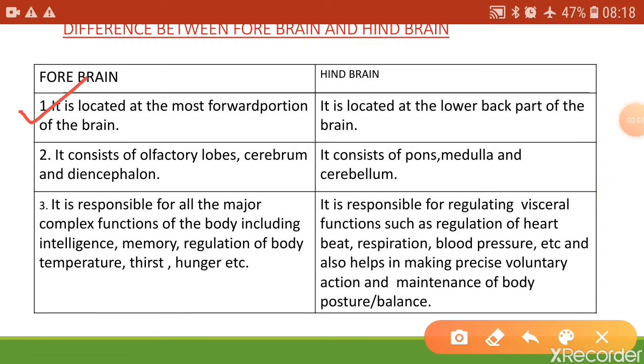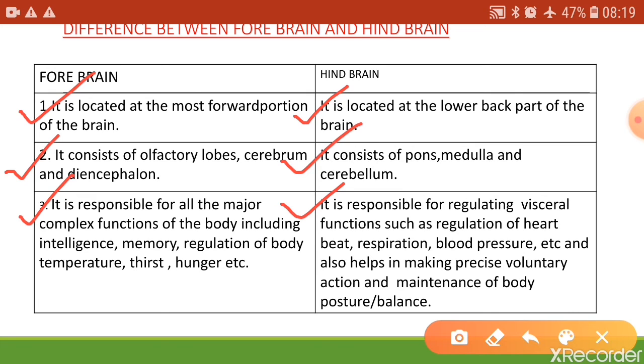Difference between the forebrain and the hindbrain. The forebrain is located in the forwardmost portion of the brain, whereas the hindbrain is located in the lower back part of the brain. The forebrain consists of olfactory lobes, cerebrum, and diencephalon, whereas the hindbrain comprises pons, medulla, and cerebellum. The forebrain is responsible for complex activities like intelligence, memory, regulation of body temperature, thirst, hunger, etc.